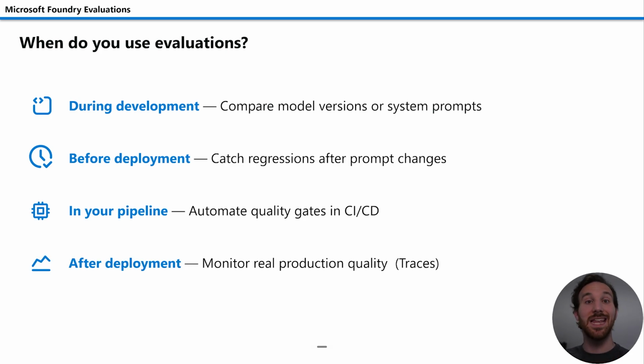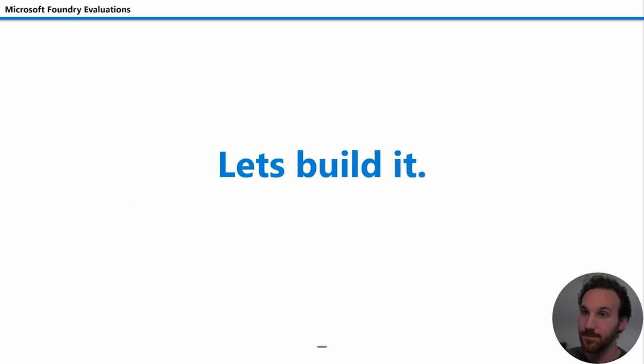The last one is in actual production itself. After you've deployed, you are going to want to monitor that real production traffic. So you take a look at that traffic and you run evaluations on that if you want to see how it measures up. Now, let's jump into the Microsoft Foundry portal and run an evaluation.